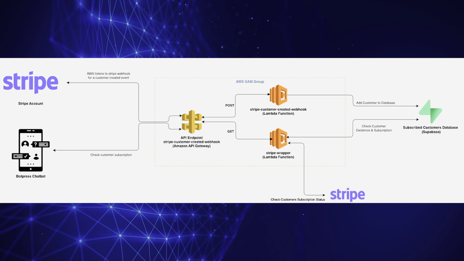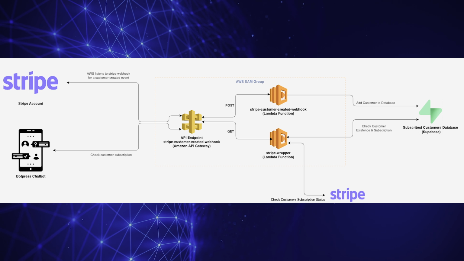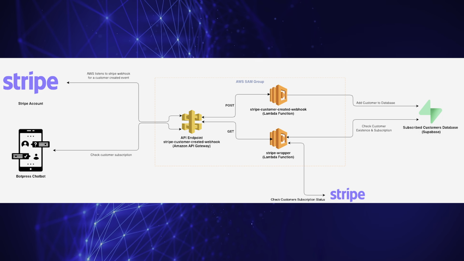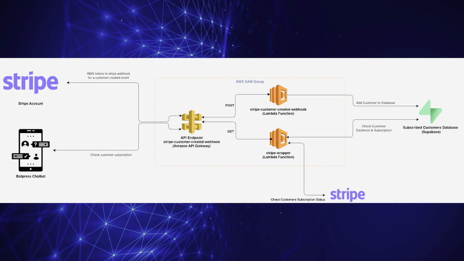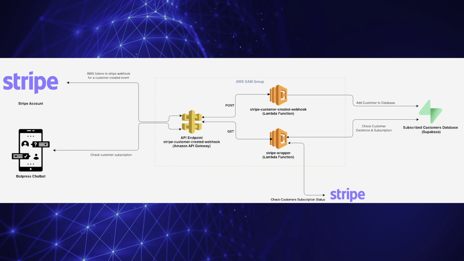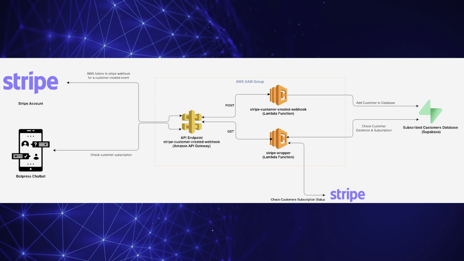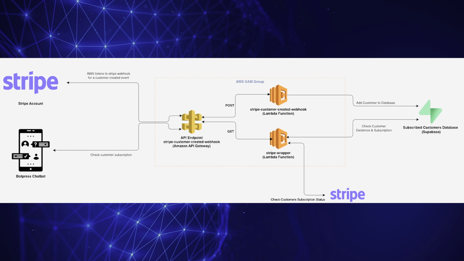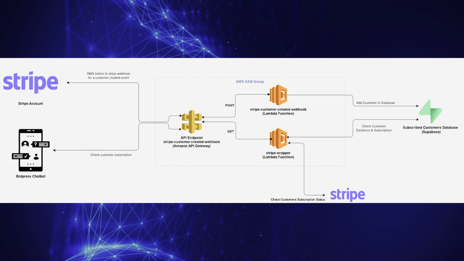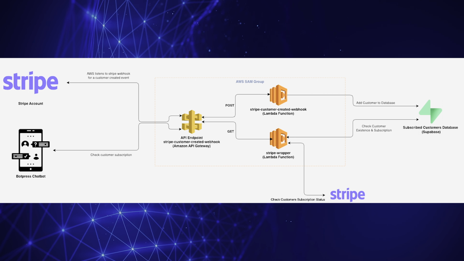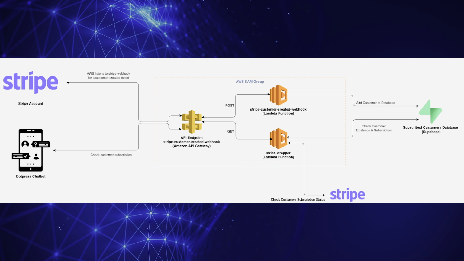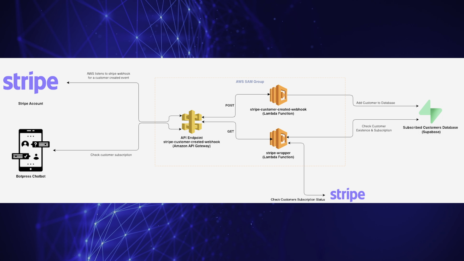So if it's a post request, when a customer is created, it goes to that top-level Lambda function, which is the Stripe customer-created webhook Lambda, and it'll add that customer to our Supabase database. So it'll use their email, which we have from Botpress and Stripe, and then it'll match it to the customer ID that we got from Stripe. And that way we can keep track of that customer in our own database, not just Stripe.